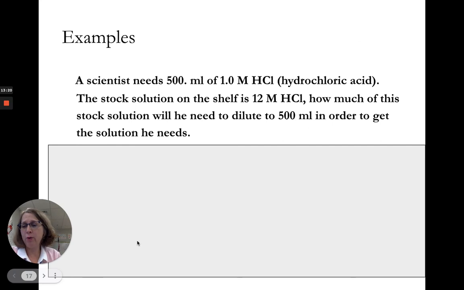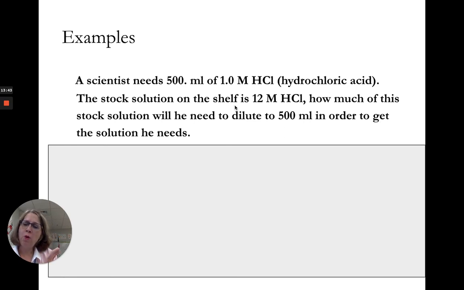So let's try a few examples. A scientist needs 500 milliliters of 1 molar hydrochloric acid. The stock solution on the shelf is 12 molar hydrochloric acid, so much more concentrated. How much of this stock solution will he need to dilute to 500 milliliters in order to get the solution he needs?